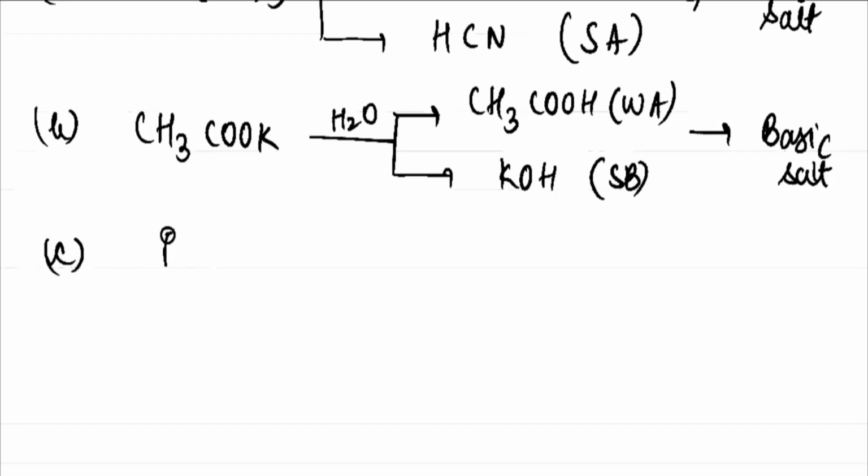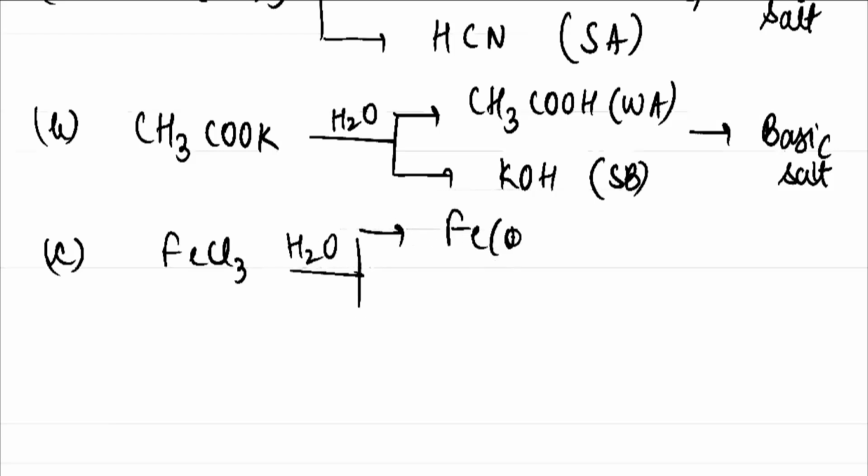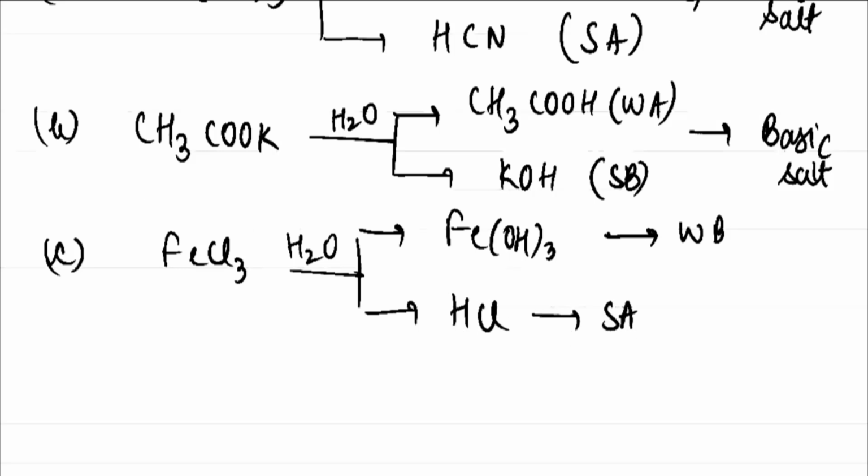The third one is FeCl3. On hydrolysis here, we would get ferric hydroxide, Fe(OH)3, which is a weak base, and HCl, a strong acid. So this salt is again going to be an acidic salt, so this cannot be the answer.